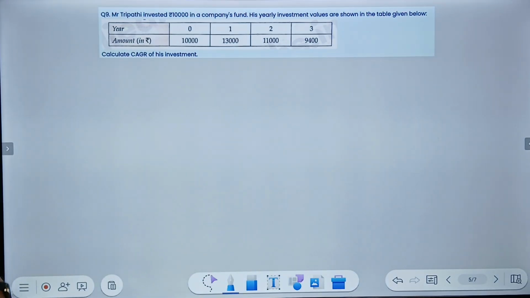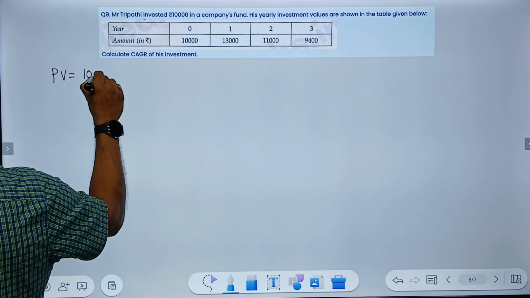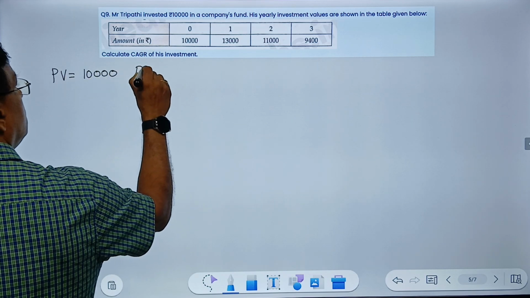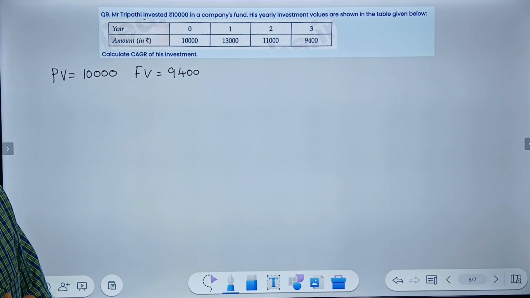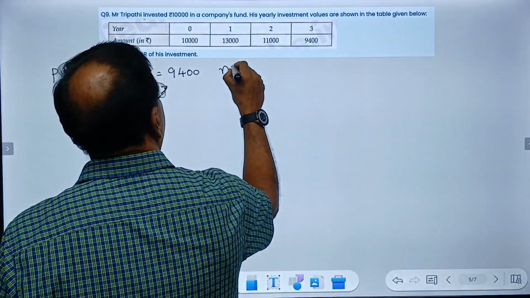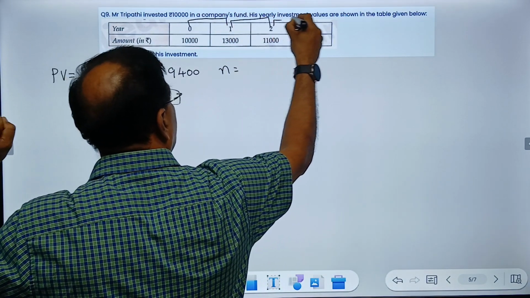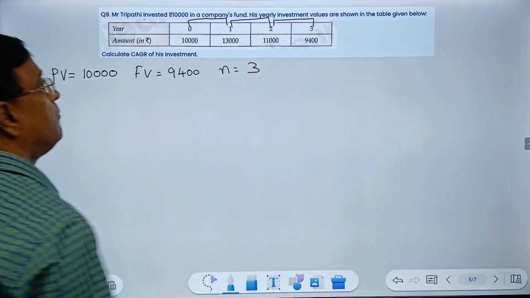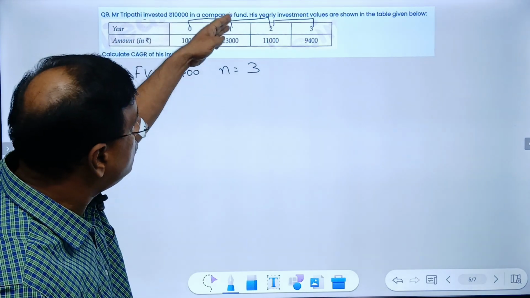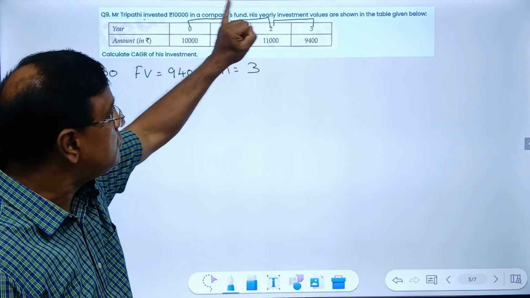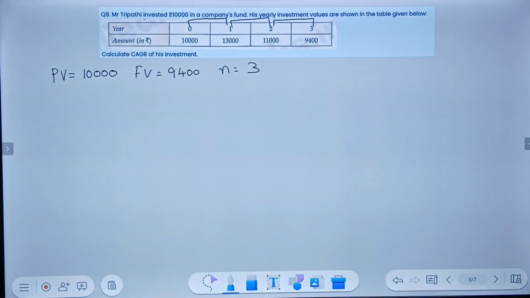Okay, so let us begin this problem. The present value of this is 10,000 and my future value is what? 9,400. Okay, and what is the number of period? It is from 0 to 1, that is 1, 2, and then 3. So n is 3. So don't count it as 1, 2, 3, 4, that is wrong. From initial to the end is 1, then from the first year to the second year is 2, from second year to third year is 3. So n is 3. Now what is CAGR?